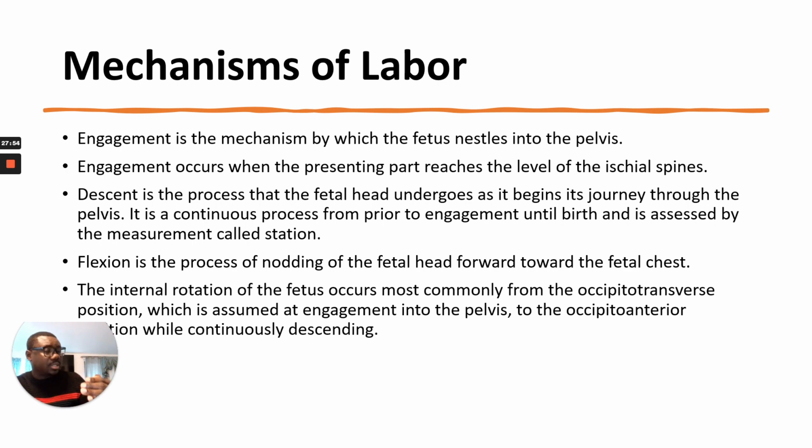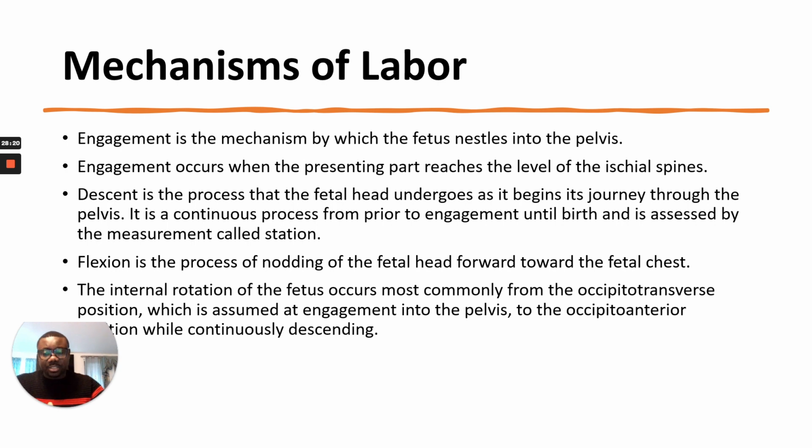Station 1 and 2. Station 1 is a further descent, where the child is still further away compared to station 2. So if the child is at station 2, the child is nearer the delivery than at station 1. If the child is at station 3, the child is nearer to being delivered than at station 2. So the higher the number, the closer the time to deliver the baby.